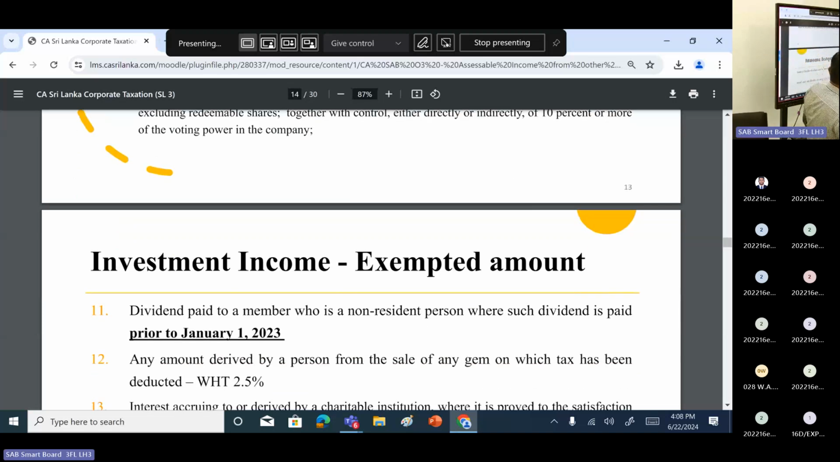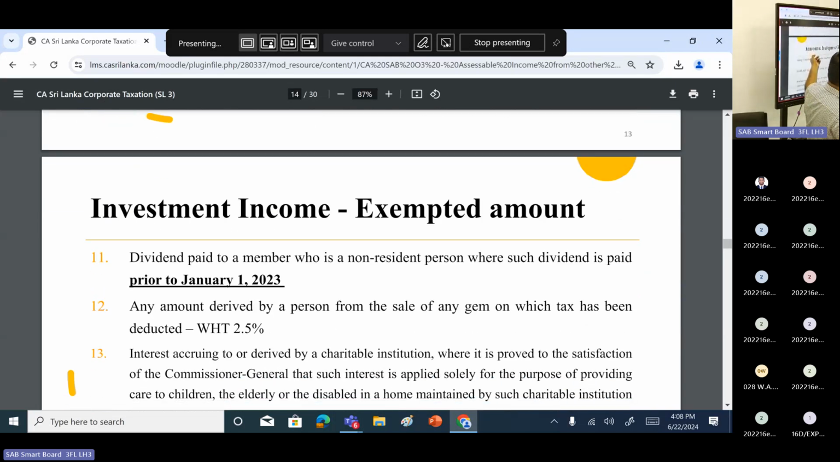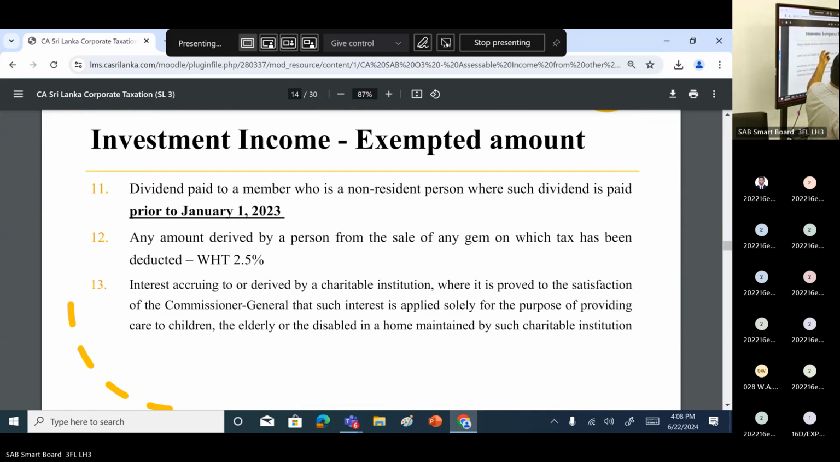Right? Dividend paid to a member who is a non-resident person, where such dividend is paid prior to 1st January 2023. Any amount derived by a person from the sale of any gem on which tax has been deducted, that is also exempt. Sale of gem is subject to income tax at 2.5%. So that income is also exempt.